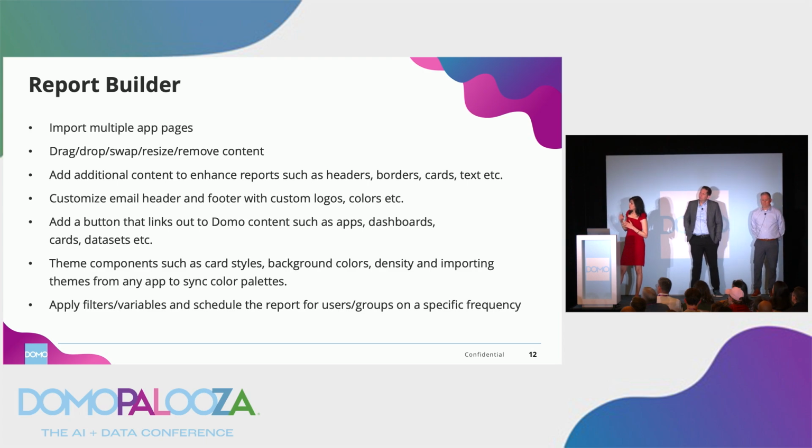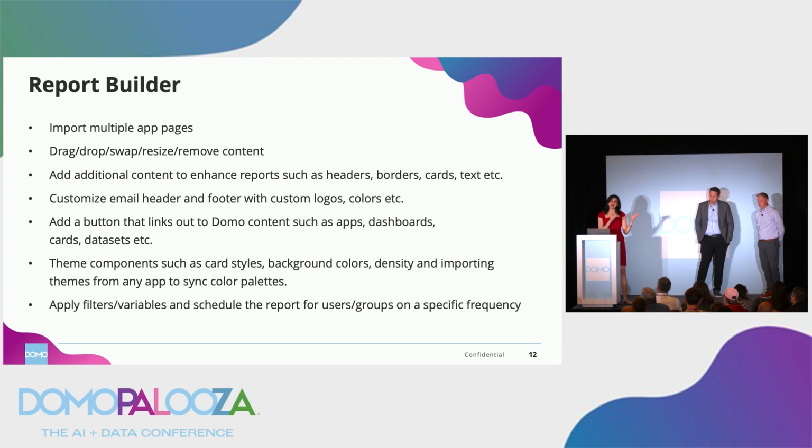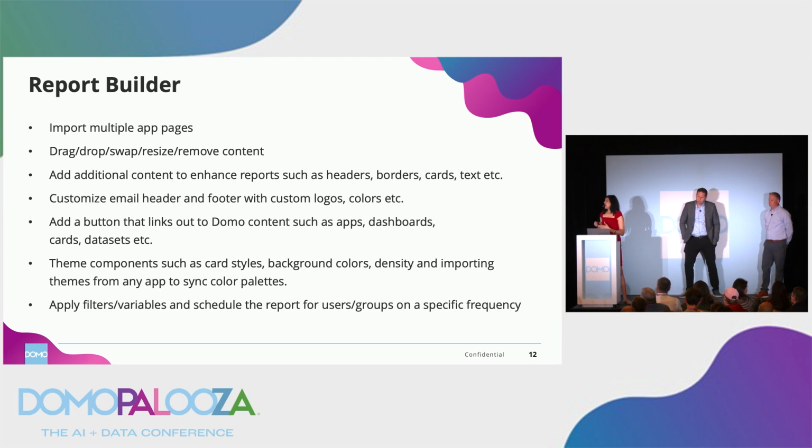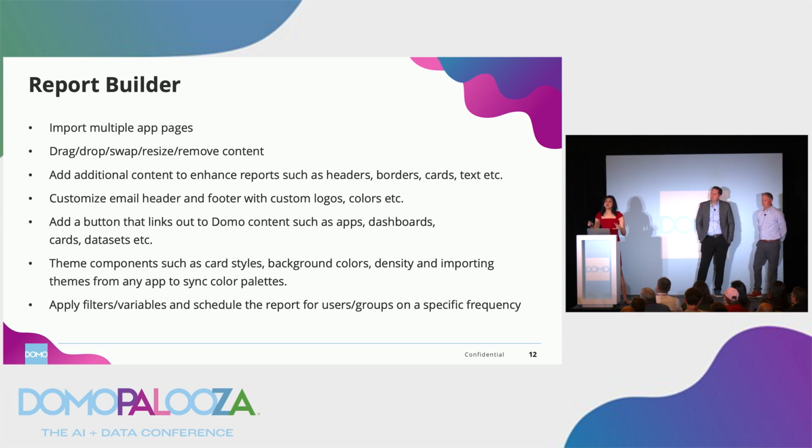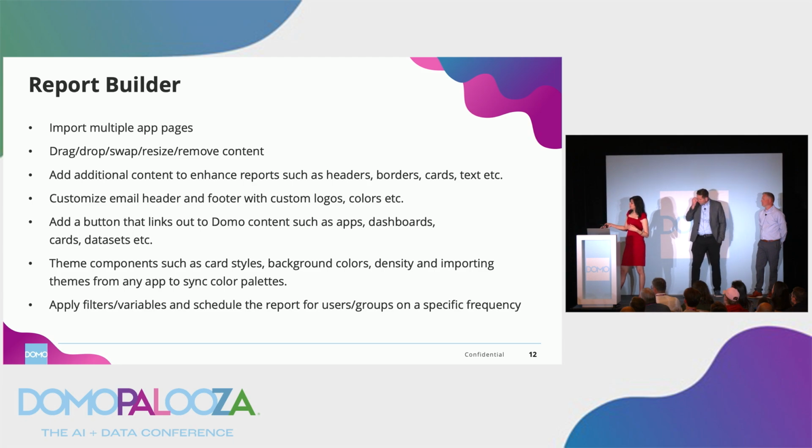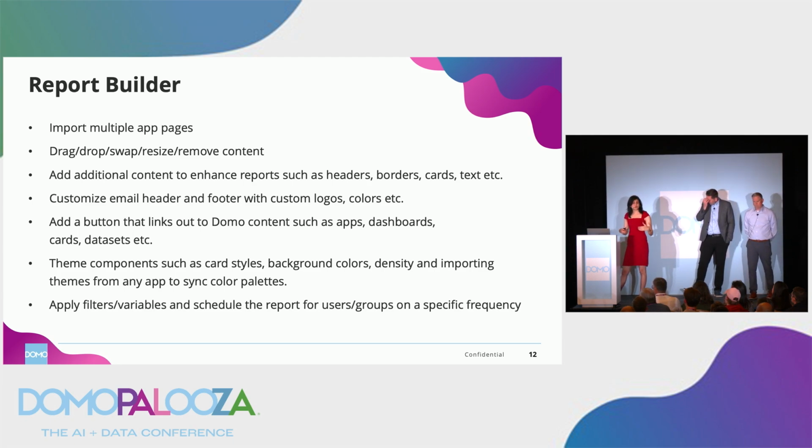We also have theme components, such as card styling, background colors on the report, density, all the rounded corners will just get pulled in. So once you start to build your report, on the first go, it will just take what theme your app has and apply it to your report. After that, you can import absolutely any theme from any other app, and that will not make any changes to your original app. So you can have your report tailored specifically for specific audiences with different themes, even if the app doesn't mirror that.